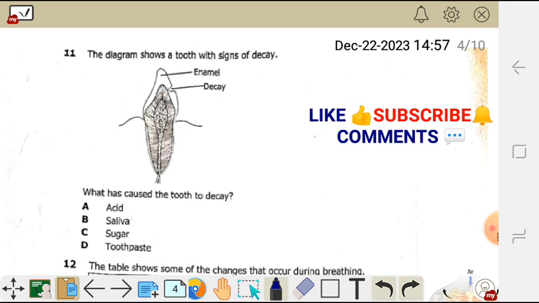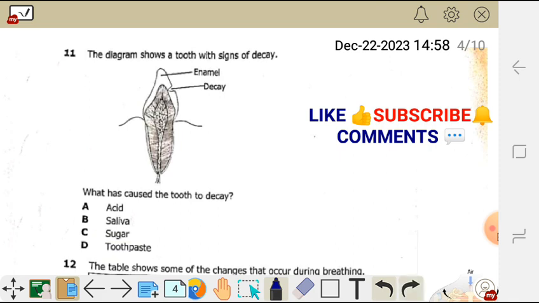So question 11. The diagram shows a tooth with signs of decay. So this is the diagram. It is showing a tooth, and then we have a sign here of decay. What has caused the tooth to decay? A, acid; B, saliva; C, sugar; and D, toothpaste.